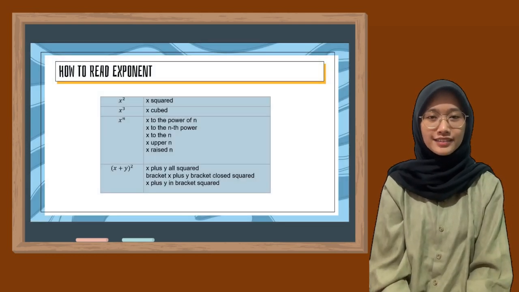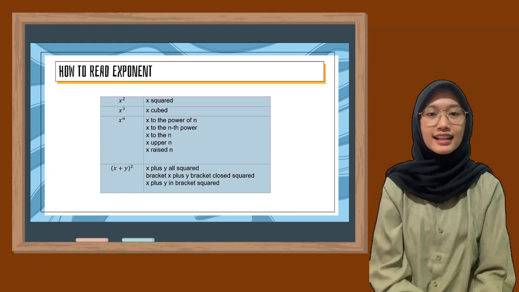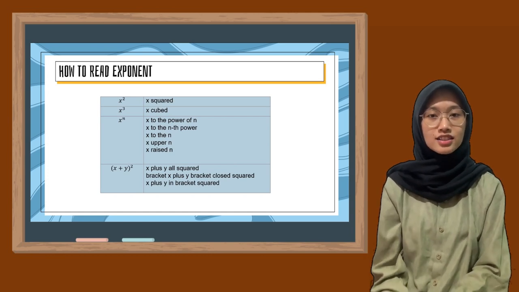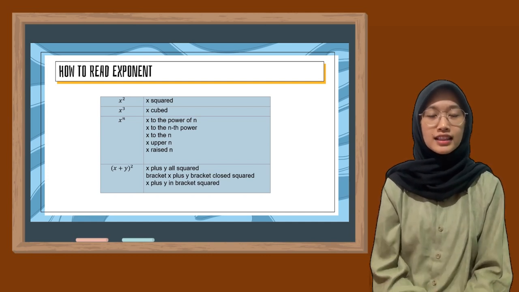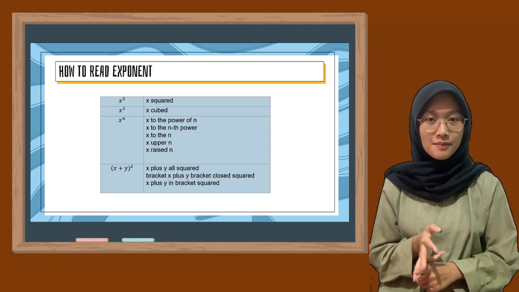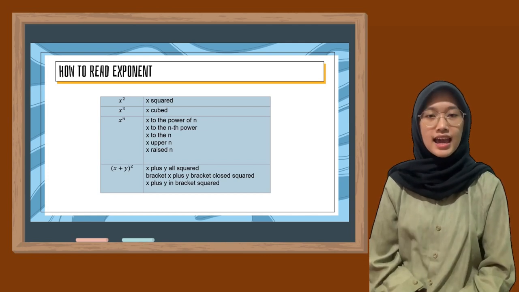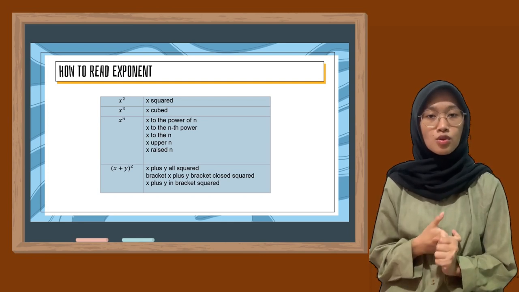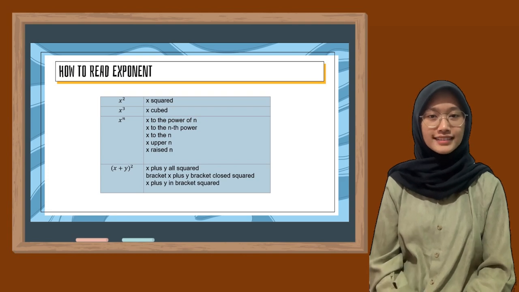How to read the exponent? First, if the base is x and the power is 2, we can read x squared. And then the second, if the base is x and the power is 3, we can read x cubed. And then if the base is x and the power is n, we can read x to the power of n, x to the nth power, x to the n, x upper n, or x raised n. And then the last, if there is a bracket on the base and the power is 2, we can read x plus y all squared, bracket x plus y bracket close square, or x plus y in bracket squared.